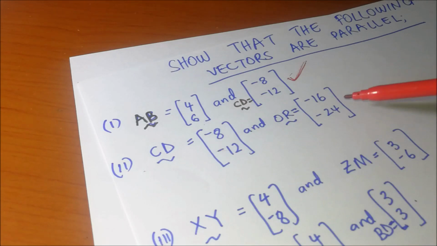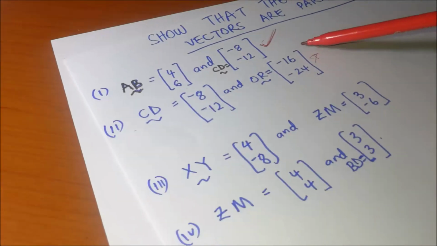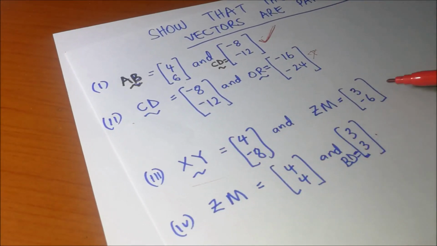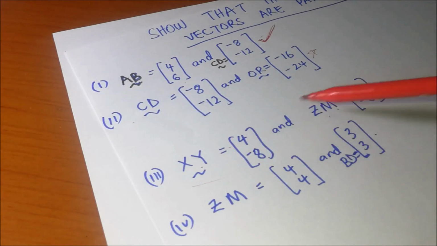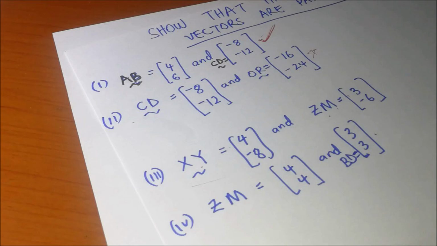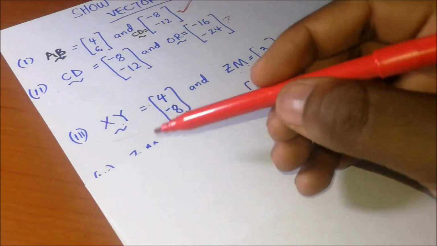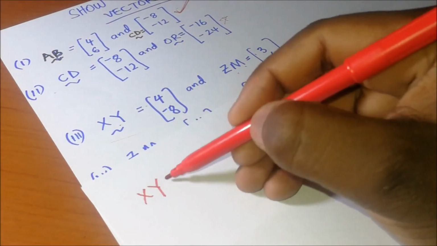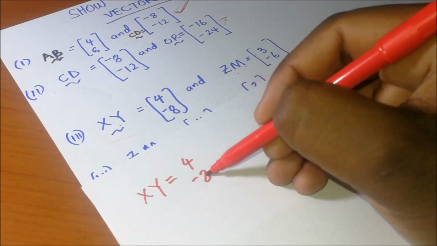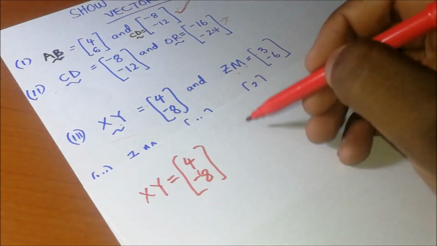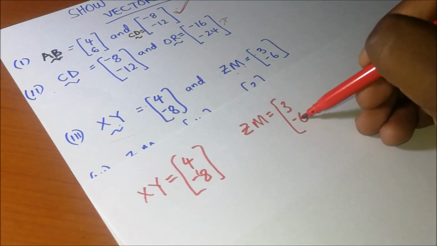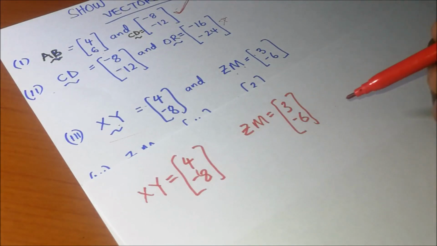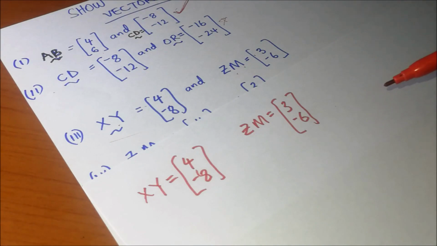Let me leave Roman 2, you will try it out. Let me do Roman 3. Same stuff. Roman 3, we have XY and ZM. Show that these two are parallel. This is how we do it. We are supposed to show XY is equal to (4, -8) and ZM is equal to (3, -6). We are supposed to show that those two are parallel. How do you go about that?